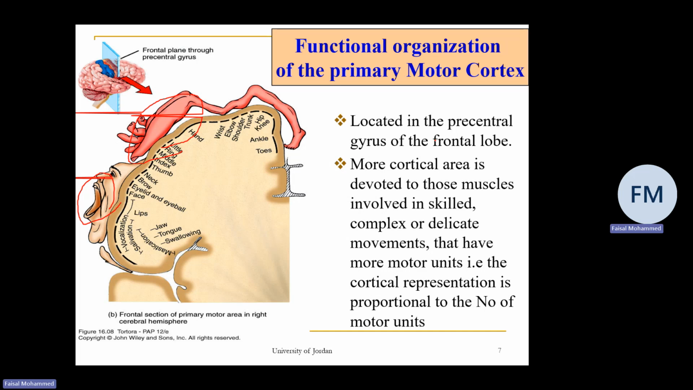So it is located in the precentral gyrus of the frontal lobe. As you remember, the motor area is in the frontal lobe and the sensory area is in the parietal lobe. More cortical areas are devoted to those muscles involved in skilled, complex, delicate movement that have more motor units, i.e. cortical representation is proportional to the number of motor units. Like there in the sensory, it is proportional to the number of receptors.